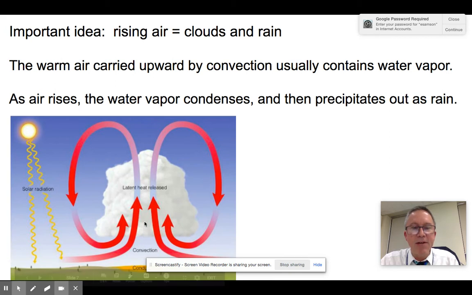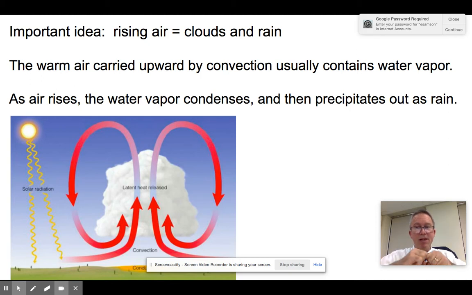As convection carries it upwards, adiabatic cooling drops the temperature about 7 degrees for every kilometer. At some point, the temperature is going to get so cold the water cannot stay as a vapor anymore, and it starts to stick in a process we talked about earlier in the year called condensation. It condenses because it's colder now. Now, as that happens, it's going to release energy.